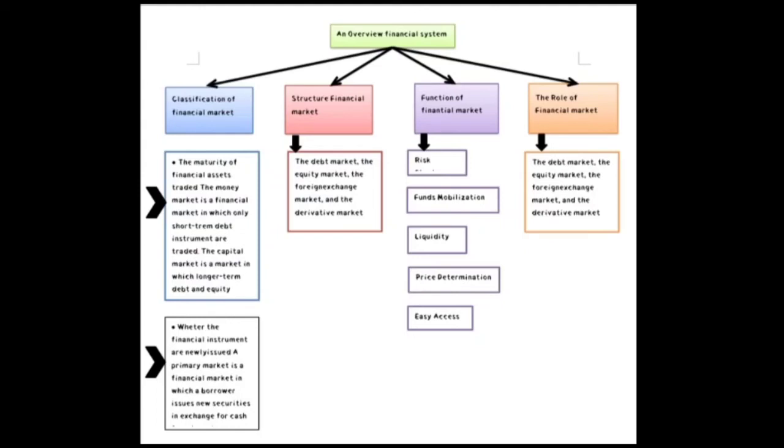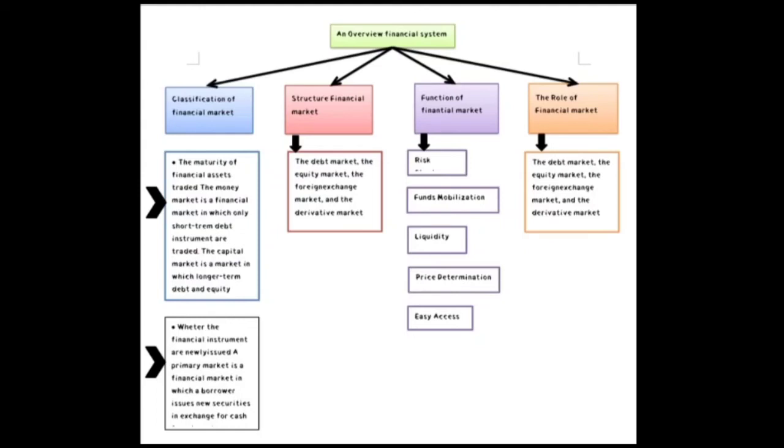And second, whether the financial instruments are newly issued. A primary market is a financial market in which a borrower issues new securities in exchange for cash. Second, structure of financial markets. That is the debt market, the equity market, the foreign exchange market, and the derivative market. Third, function of financial markets.